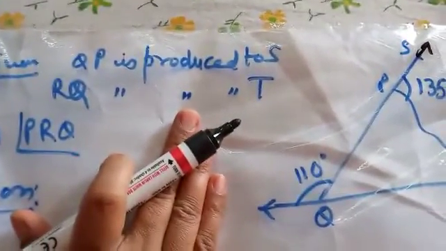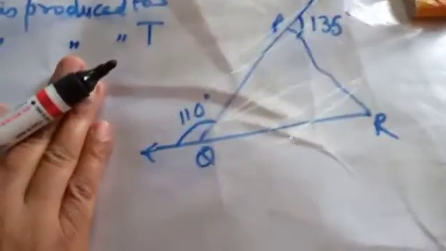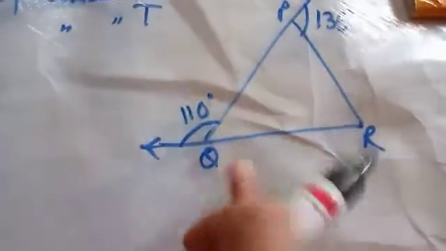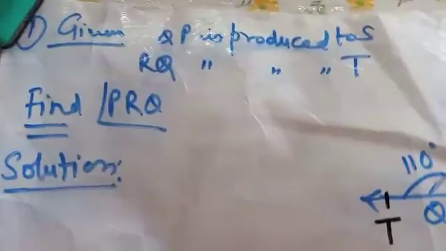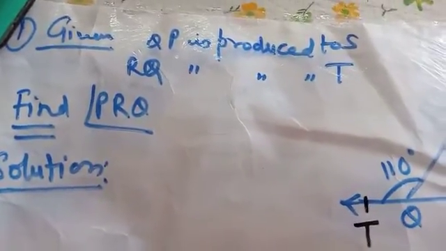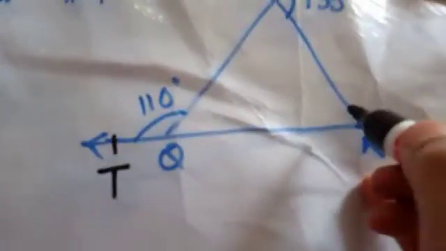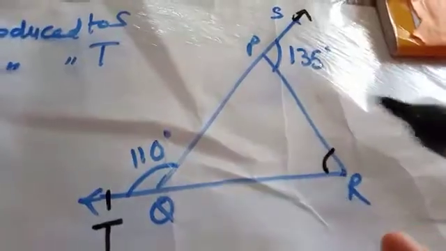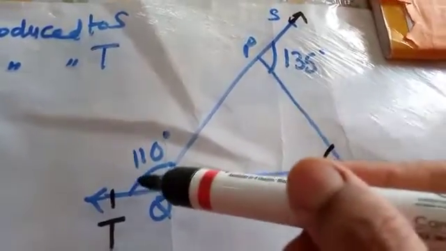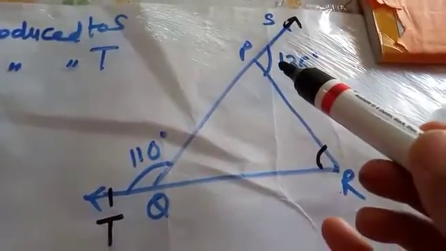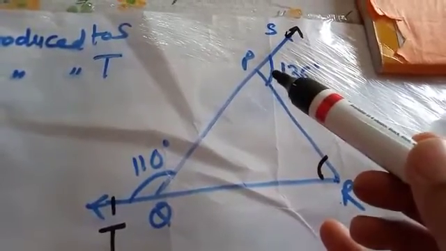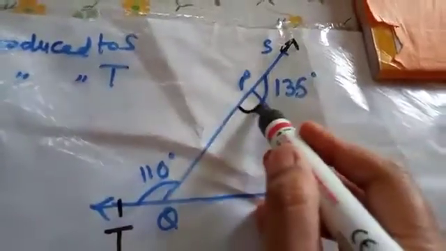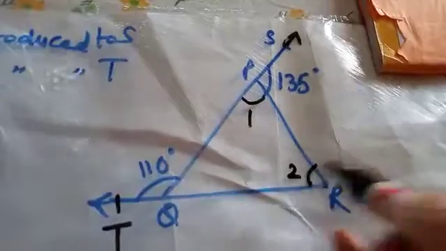Now next is RQ is produced to point T. See here that this is RQ and it is produced to a point T. Now they are asking you to find out the value of angle PRQ. So you have to find out this angle, and you know that this angle is given to be 110 and this is given to be 135.